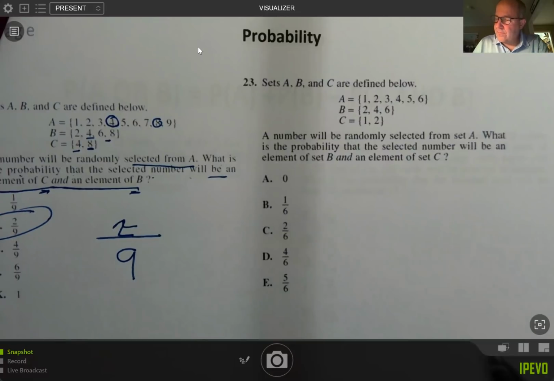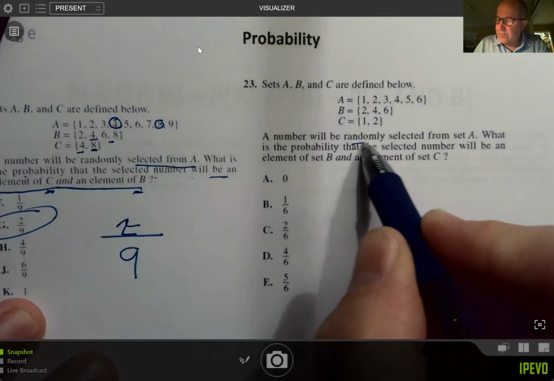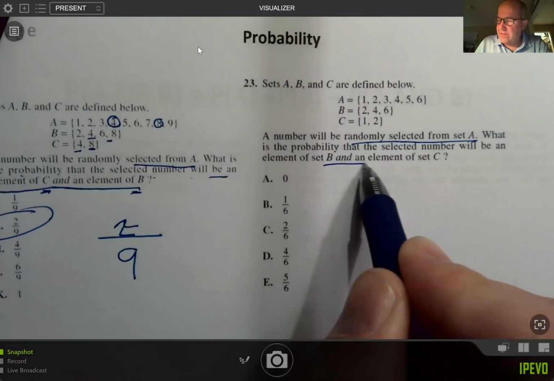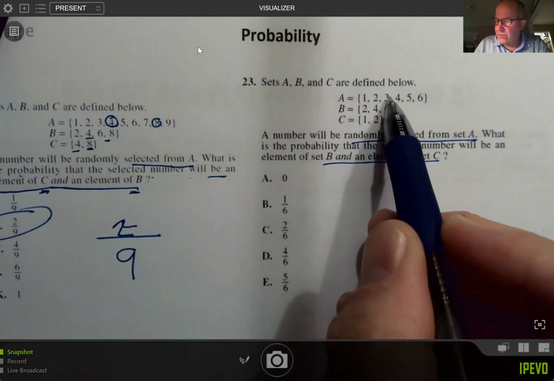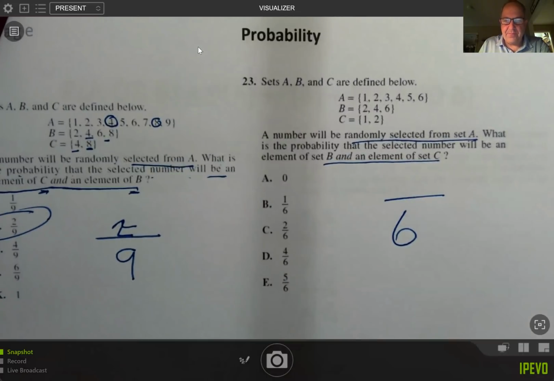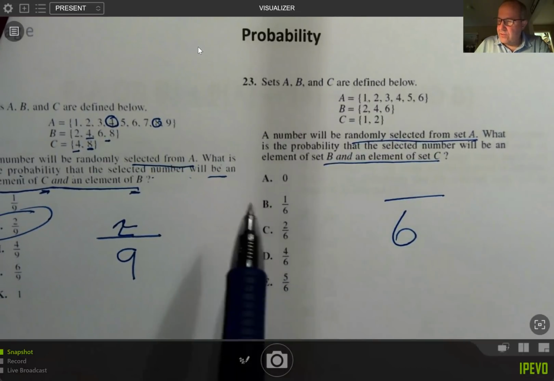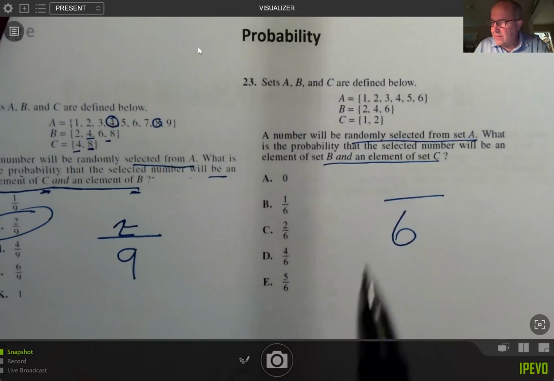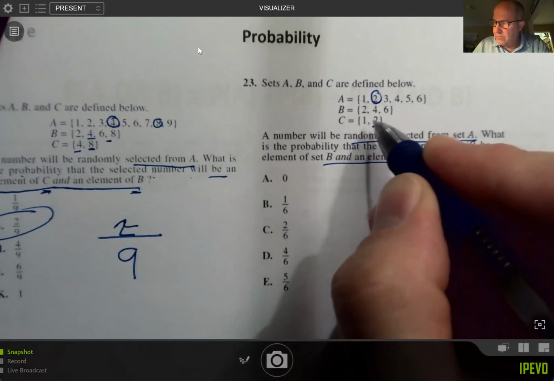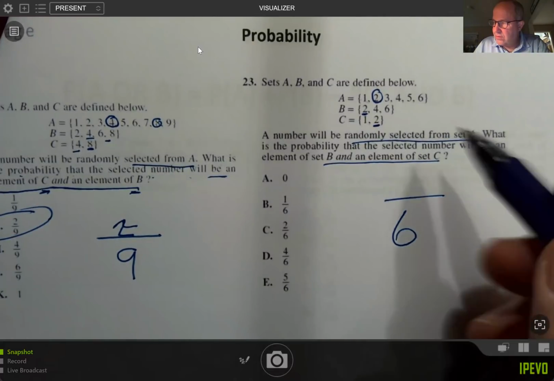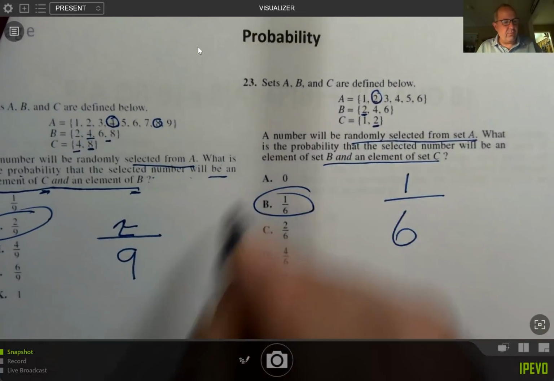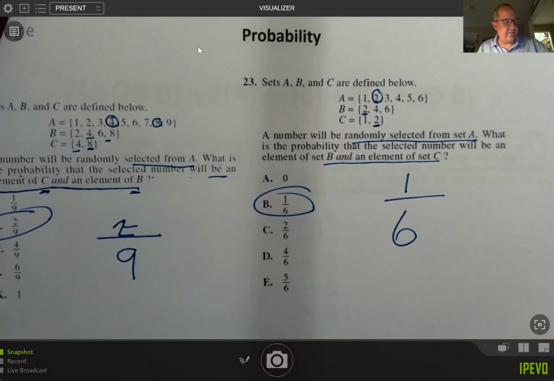All right. So we're randomly selecting something from A. And what's the probability it will be in B and C? Well, there are 1, 2, 3, 4, 5, 6 things in A. So the total is 6 of them, right? And which of those are in B and C? Well, I notice the number 2 is in both of those. That's really it. So 1 out of 6. Hopefully that's what you had selected.